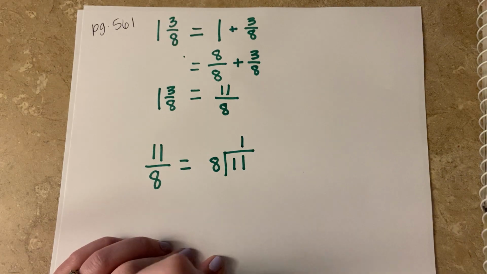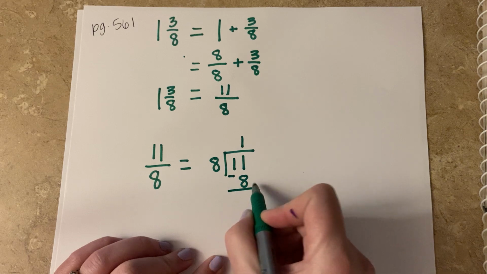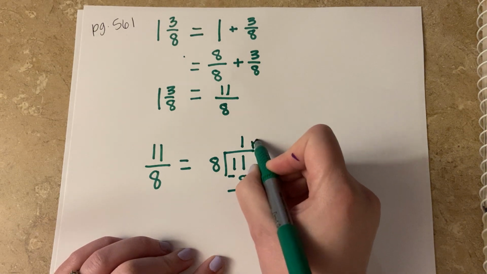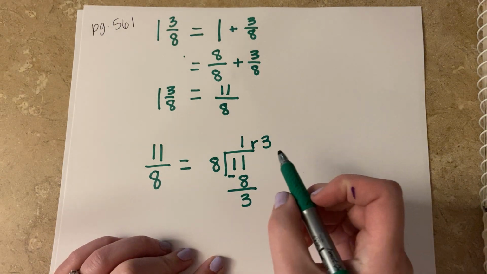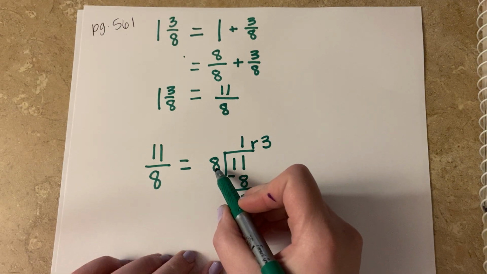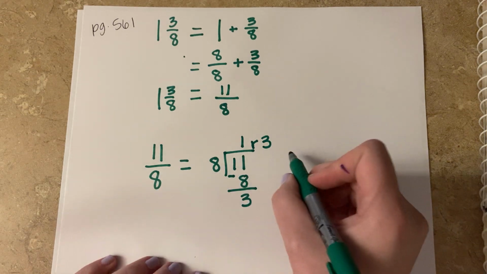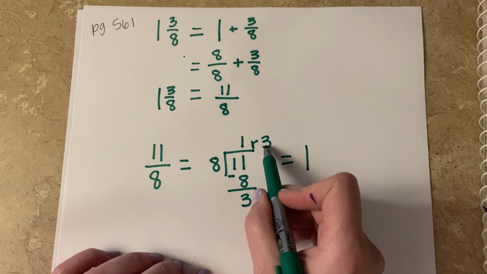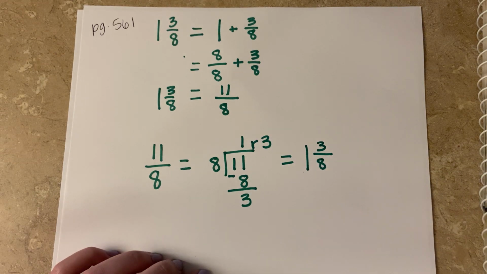Well, only 1 time. And 1 times 8 is 8. And I'm going to subtract. 11 minus 8 is 3. So that means I have a remainder of 3. Well, guess what? My denominator is still going to be 8 because that's how many equal parts we're still working with, right? So that means I have 1 whole and I have 3 parts of 8 left over.